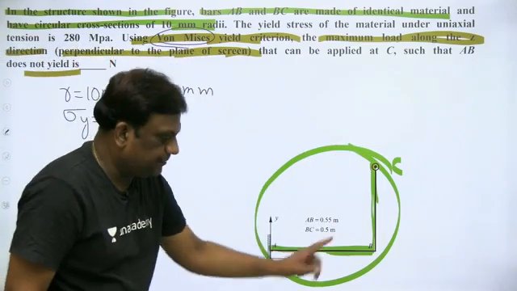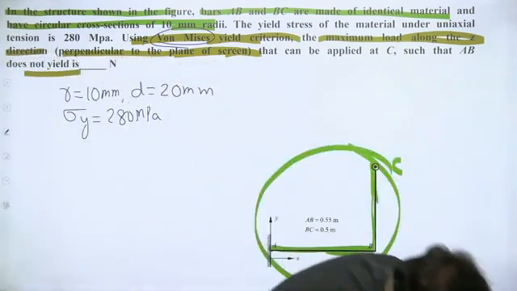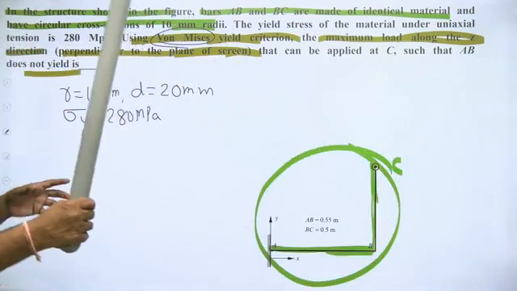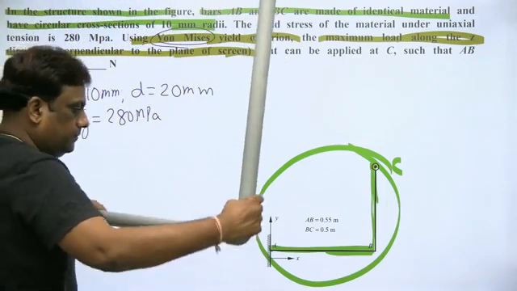Okay, this is AB. So what is it saying? It's something like this, my dear students. Let me explain. Now this is the member. Look here.